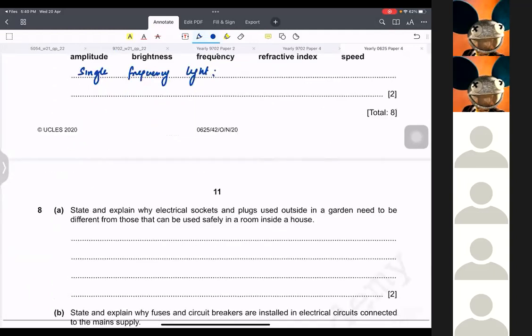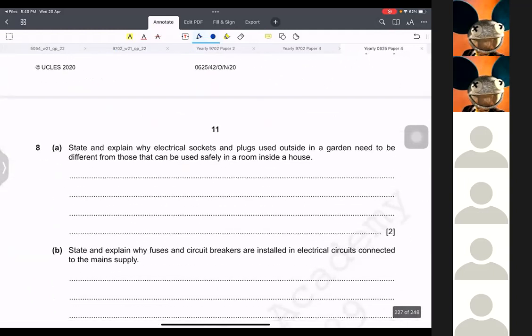Then state and explain why electrical socket plugs used outside the garden need to be different from those that use safety. One of the reasons is that garden gets damp. So damp is not written like this. My God, damp is written like this. So it may be damped. Right? So damping, all right.